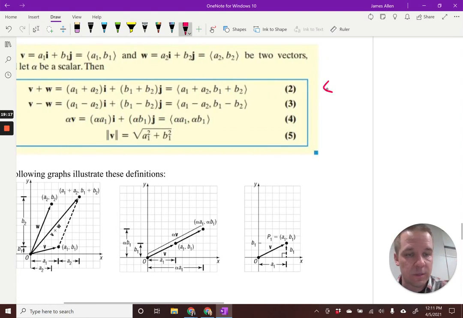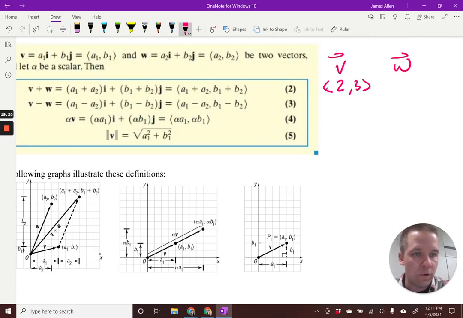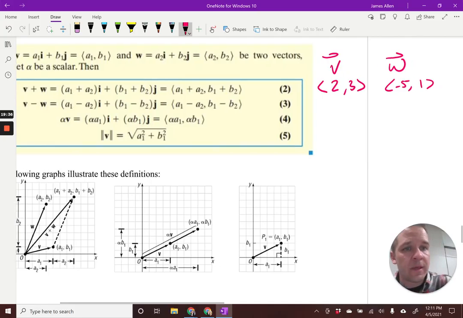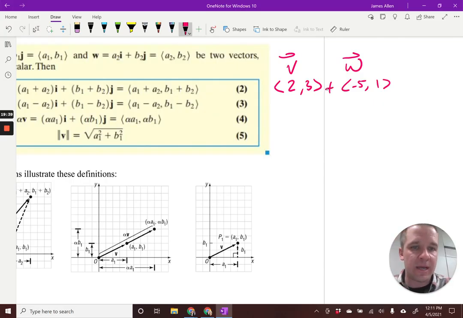So what if I had this? 2, 3 for v, and then let's say w was negative 5, 1. Well, when we add those together, I would just add my x direction and my y direction together. So 2 and negative 5 would add together to be negative 3. 3 and 1 would add together to be 4. That's it. Sometimes the nice written out math way is a little bit overwhelming, a little bit scary, and it's not too bad.